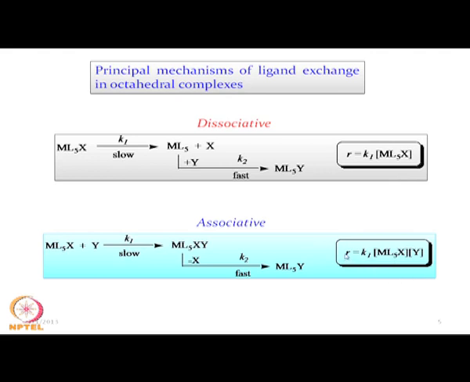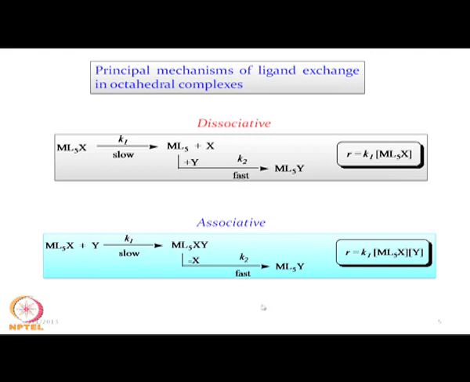Therefore, the rate equation in this particular case would be R is equal to K1 into ML5X into Y. That means it has the contribution of both the concentration of the starting complex, ML5X, and the concentration of the entering group, Y. When both these concentrations are involved, we can consider that some kind of associative mechanism is operating, and the second step for the removal of X is very fast. So, it has no contribution. In the rate law there is no contribution for K2.